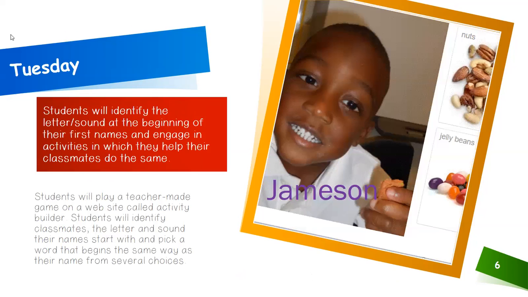On Tuesday, the main activity will be a teacher-made game called Yum Yum Good, and we will go to a website on the smartboard called Activity Builder, where students will be able to identify their classmates' names, the sound their classmates' names start with, and then identify from several different examples a word that starts the same as their classmate's name. For example, here's Jameson, and the two choices are nuts or jelly beans.